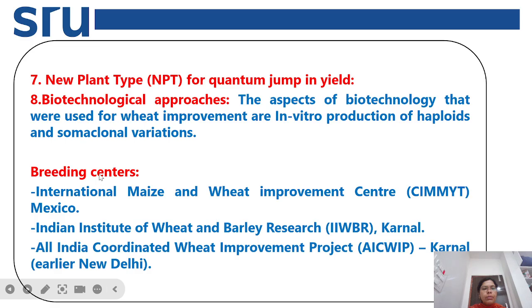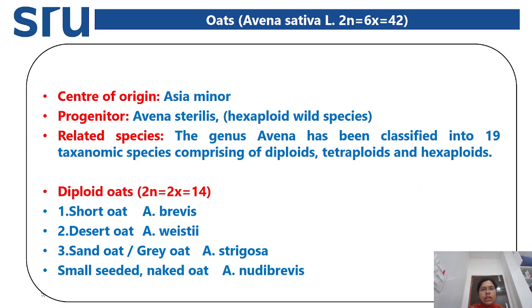And next, coming to the breeding centers, here we have three breeding centers. First is CIMMYT, the abbreviation for International Maize and Wheat Improvement Center, which is located in Mexico. And next is IIWBR, the Indian Institute of Wheat and Barley Research, which is located in Karnal. And next is AICWIP, the All India Coordinated Wheat Improvement Project. It is located in Karnal, but earlier it was in New Delhi. So this is about the wheat crop.